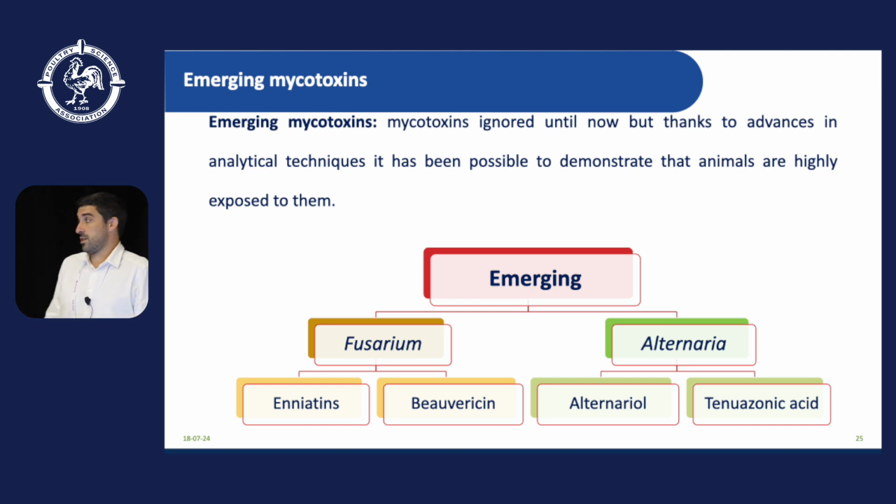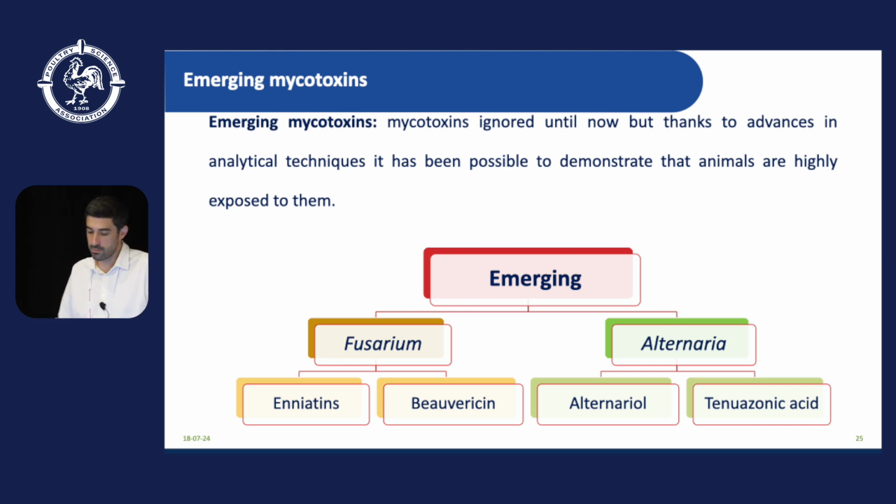The emerging mycotoxins, very quick, just a little bit of information about them. They can also be classified depending on the fungi that is producing them. We have, from one side, the ones that are produced by Fusarium, like DON, that here we found enniatins and beauvericin, and the ones that are produced by Alternaria.